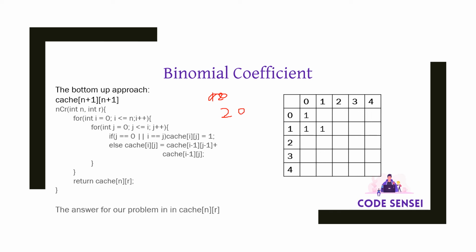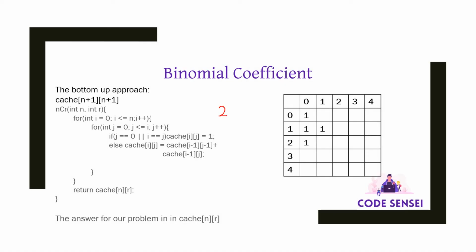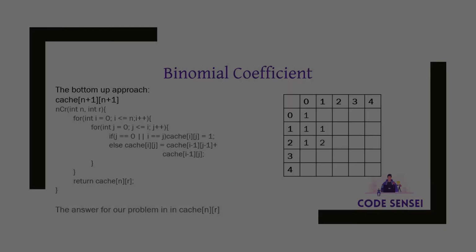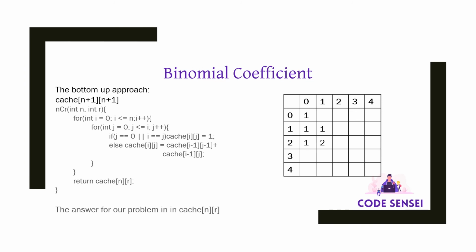Since the value of j is 0, the value of 2 comma 0 will be 1. Then the value of j will be incremented by 1. So to find the value of 2 comma 1, we will just go into the table and look for 1 comma 1 and 1 comma 0, and we will just add them up. So 1 plus 1 will be 2. So the value of 2 comma 1 will be 2. And similarly, 2 comma 2 is going to be 1 because it's nothing but the base case.